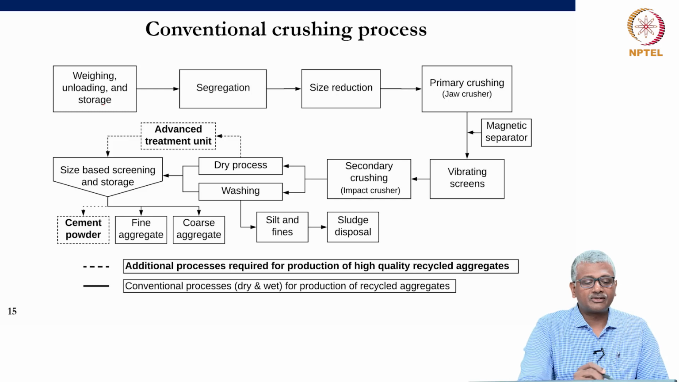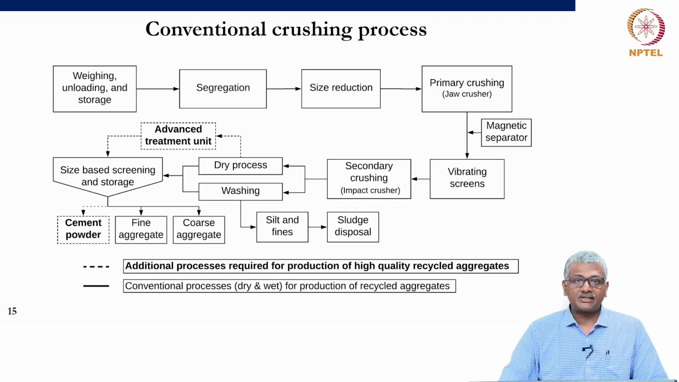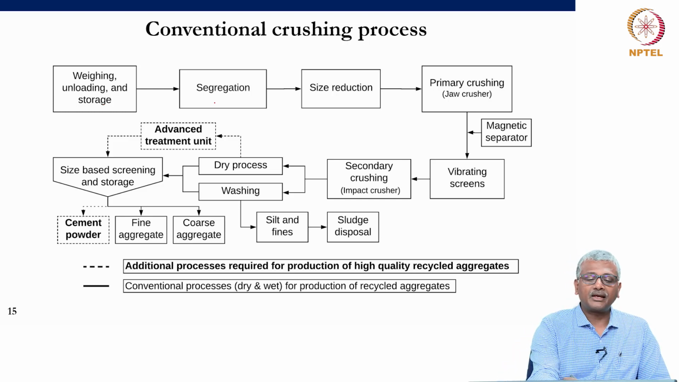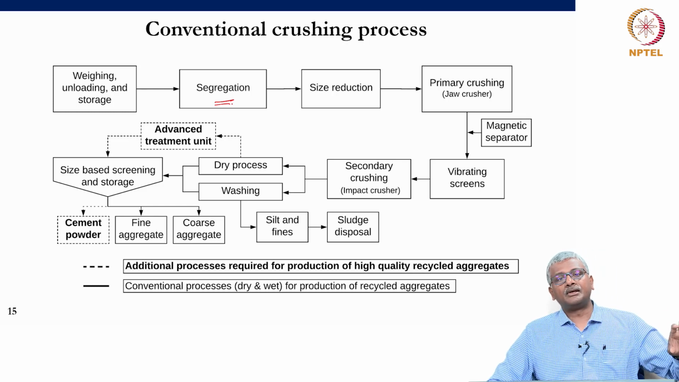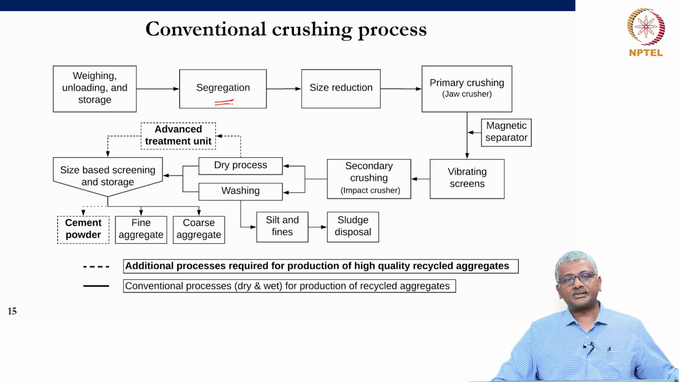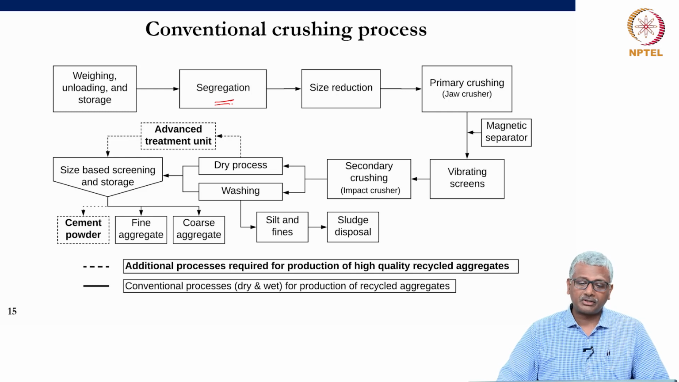So first of course is weighing, unloading and storage of the waste that is collected from the sites. Segregation, because you want to ensure that your tree stumps, the wooden waste, the ceramic waste, the sanitary ware, the glass waste, all of that is properly segregated. Now this is again a big challenge. This is something that we really need to move forward and try to find solutions to do that more efficiently.